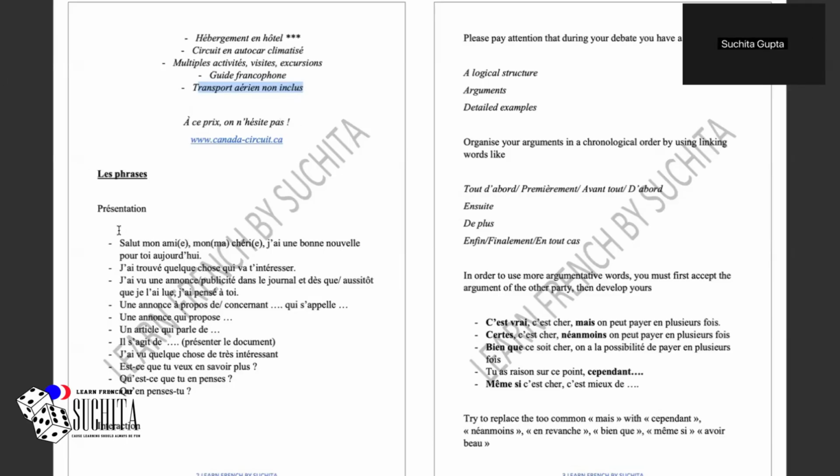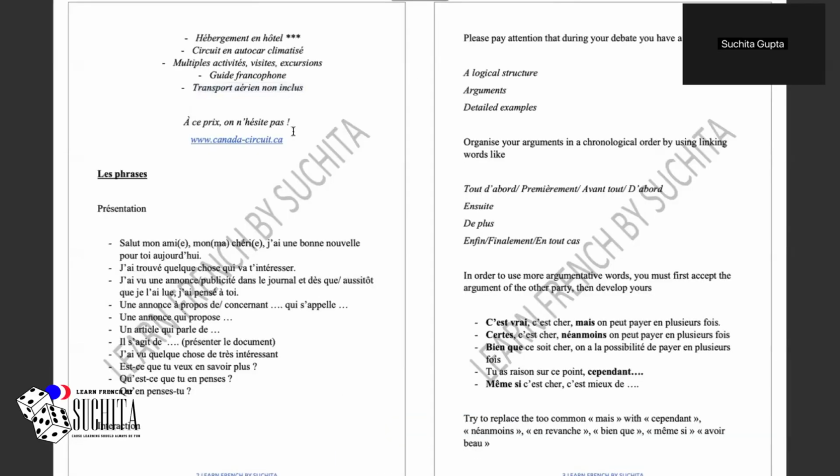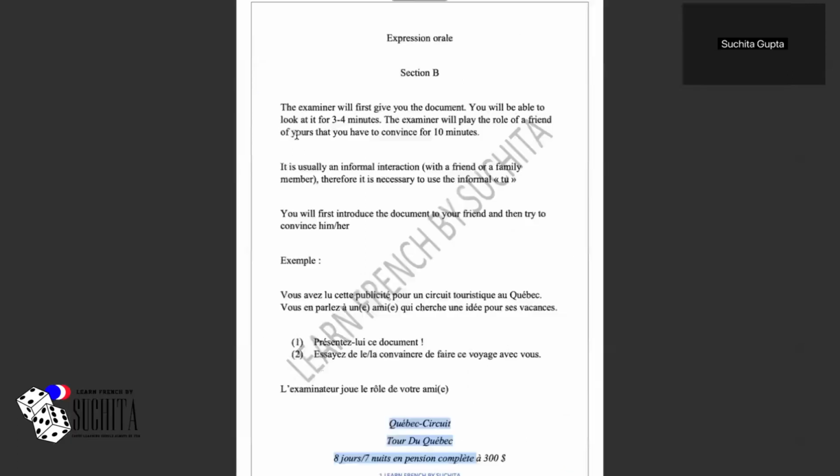Now there are two parts to this. First you will have to present the document. When you present it, the first part is présentez-lui ce document. You have to say all this information, whatever is given in the ad, in your own words. I'm not saying that you have to say each and every word which is there in the ad, but at least 80% of the information you have to give in presenting the document, right?